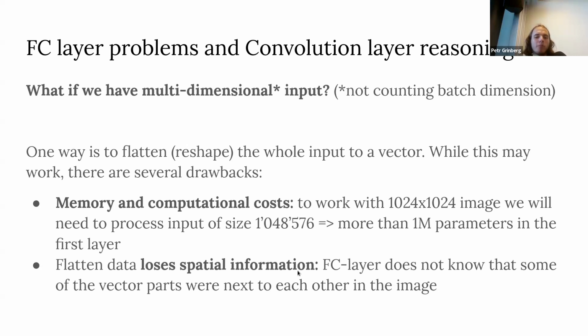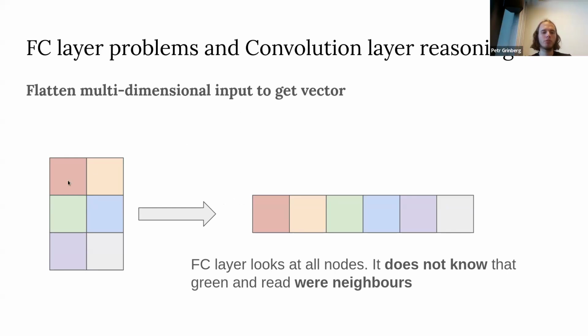Moreover, flattened data loses spatial information. When you transform your image to a vector, because your layer is fully connected, there is an edge to each node, and the fully connected layer considers each node independently. It won't know that some of the elements were neighbors in the original image. Let's look here. You have multidimensional input like this on the left, and you flatten it like this. You have your first row, then you add the second row here, and the final row here, and you receive a vector. Now your fully connected layer will look at all nodes. It will add edges to all nodes, and it won't know that, for example, green and red were close to each other in the original input. So you lose this spatial information, and this spatial information might be useful for you. Okay?